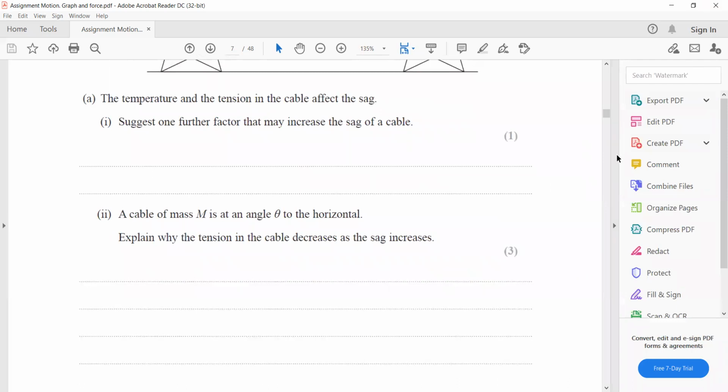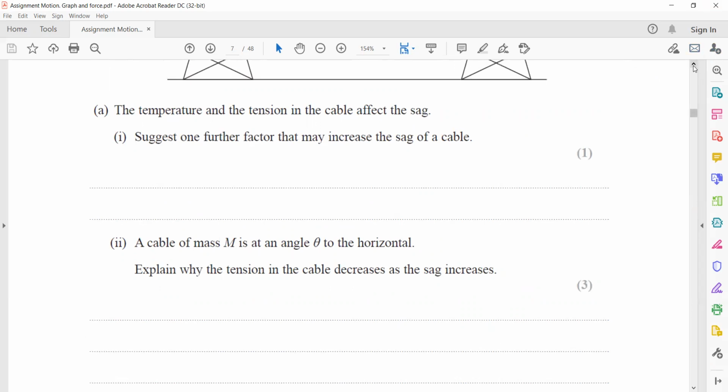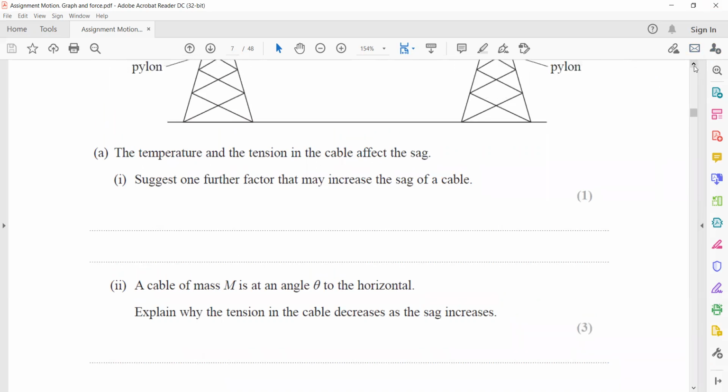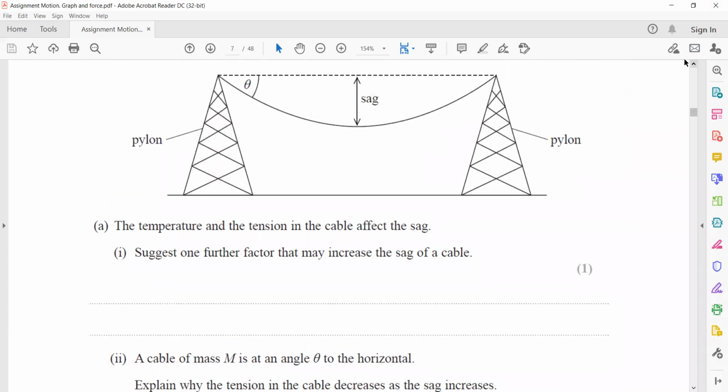Then they mention that the temperature and the tension of the cable can affect the sag, because if temperature increases, expansion will occur, so the sag will increase. Suggest one other factor that may increase the sag of the cable. So what could be the other factor which could affect the sag of this cable? The mass of the wires can affect it, and the distance between the pylons.